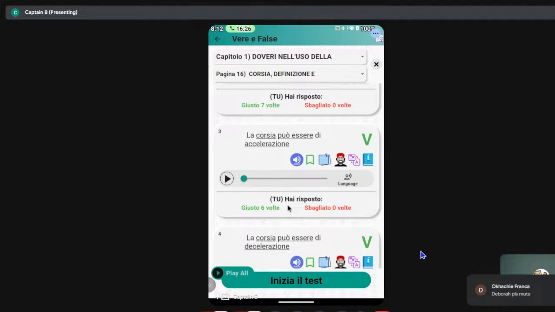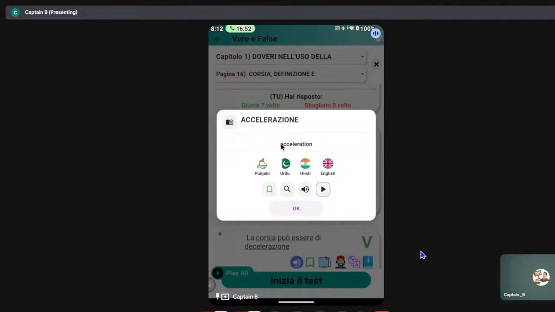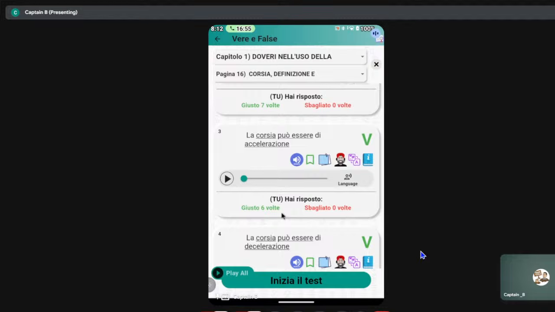Okay? Acceleration is used to enter the highway. And the answer is zero. Okay? Now the question says, "Corsia può essere", it says lane can be of acceleration. So that road that they use to enter the autostrada is also a lane. Okay? And it's acceleration. There's no picture. Just, you have seen it before. Right? And the answer is zero. Lane can be of acceleration.